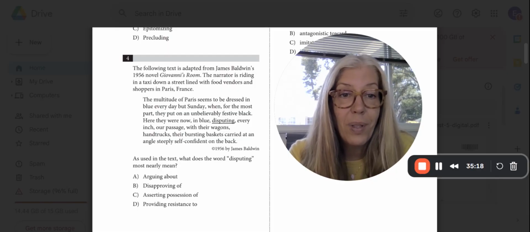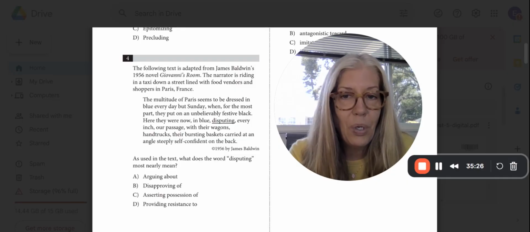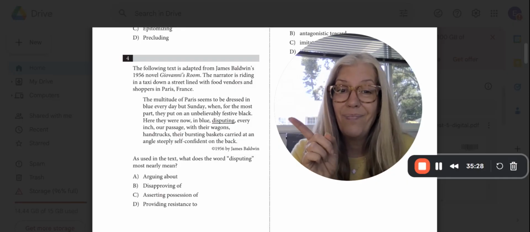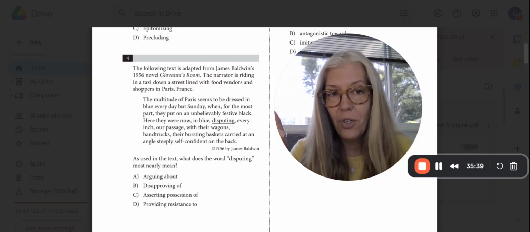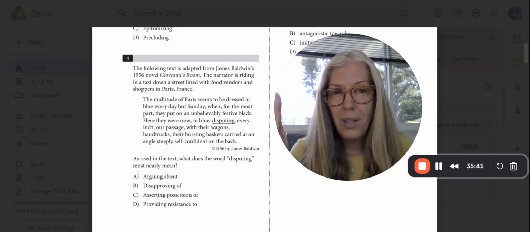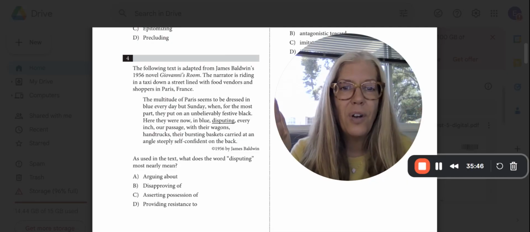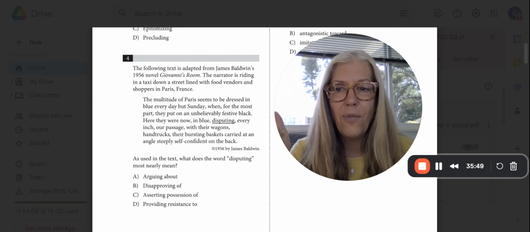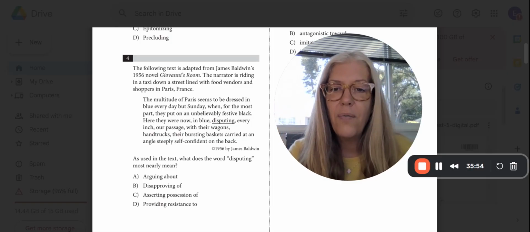So again, we're looking for the meaning of the word disputing, and we have to do it a little bit faster than I'm going now, I know. So here they are now in blue, disputing. See how that's a comma? Every inch our passage, with their wagons, hand trucks, their bursting baskets carried at an angle. These people are disputing every inch our passage. What do you think we could put in there? If they're disputing every inch our passage, and they have wagons, hand trucks, bursting baskets carried at an angle, steeply self-confident on the back.